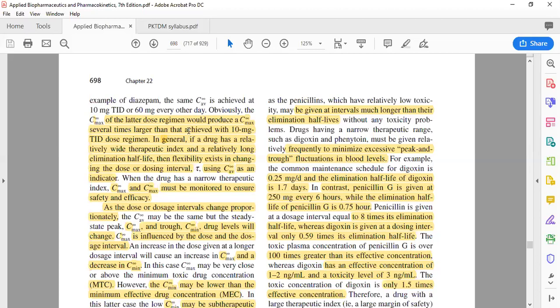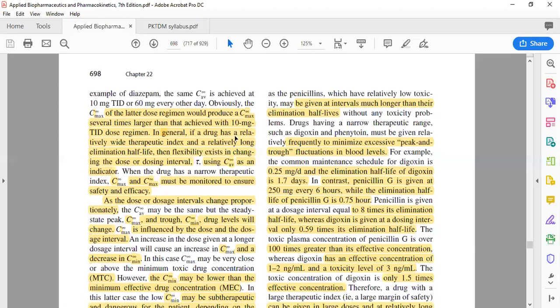So if you look at the C average, the C average remains the same. So you can do this. Even though the Cmax fluctuates, you can still do this because this is a wide therapeutic index drug. Is it clear? Diazepam is a wide therapeutic index drug. That's why you are able to do this. You have the flexibility of changing the dosage regimen from 10 milligram to 60 milligram just by altering the frequency. Are you getting this?